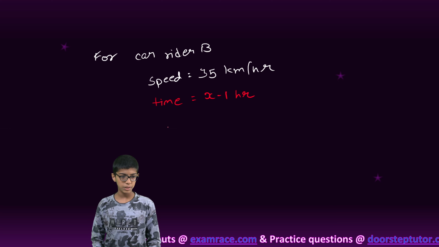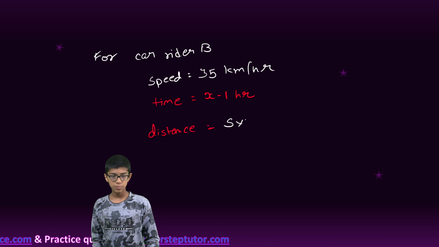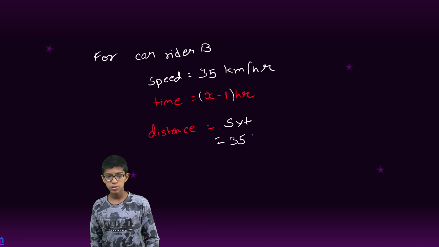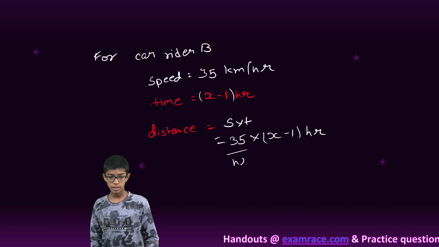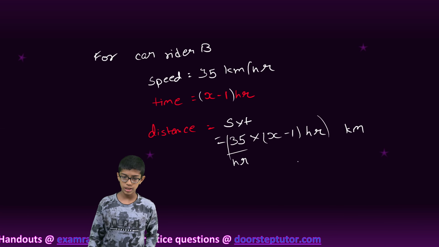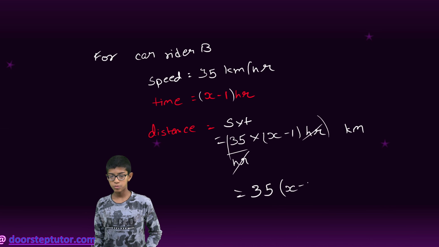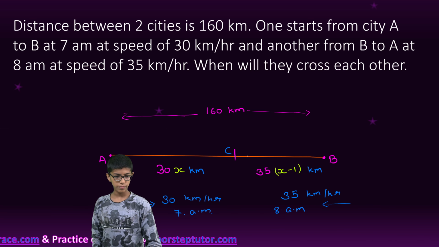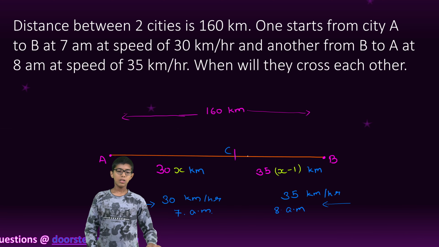Now for him the distance equals speed into time, which is equal to 35 into x minus 1 hours, and here kilometers. It is 35 kilometers, but I forgot to write it there, so I have written it here. That is 35 into x minus 1 kilometers. Now we have written it in this data also, in this figure also.